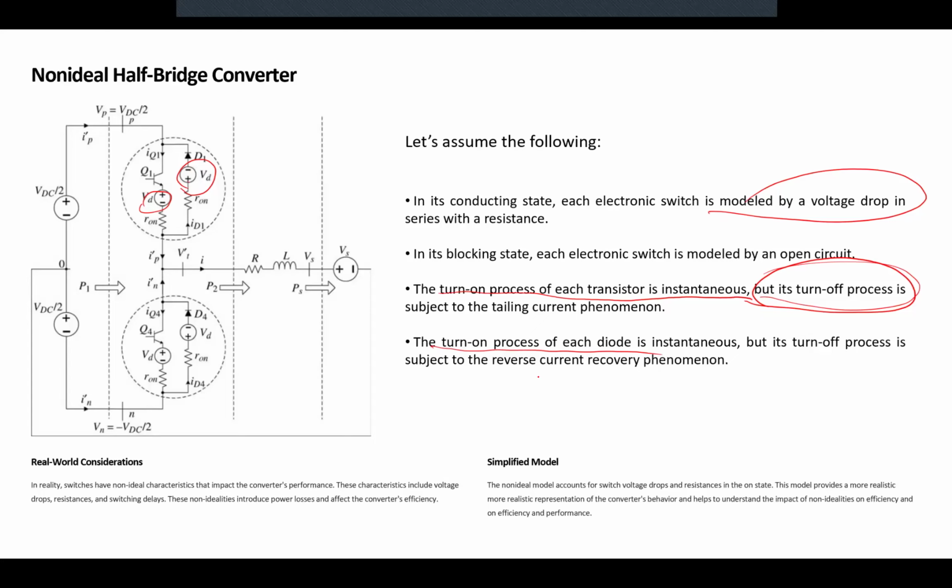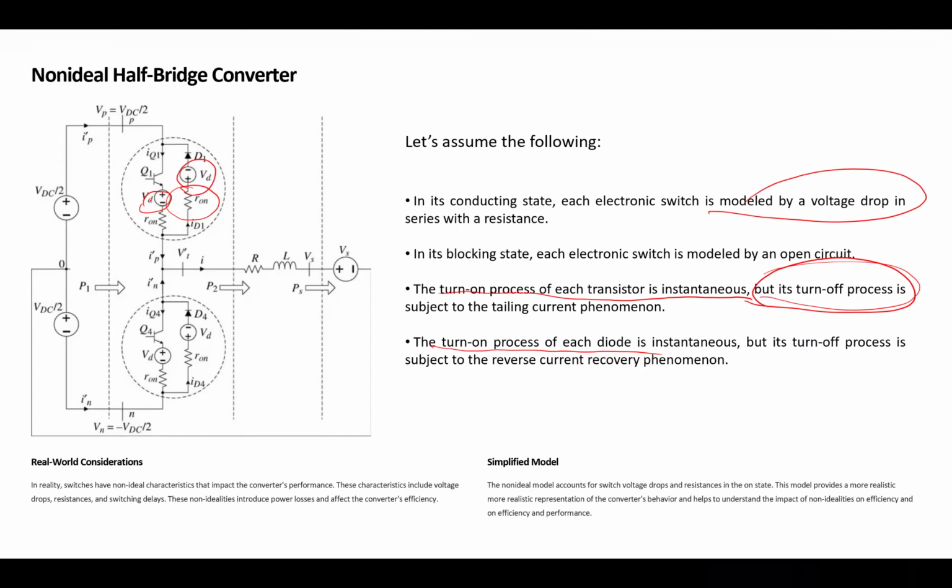And the third one is that even when they are turned on, they are not a short circuit. They have a resistance that we can model. So they have an impedance or resistance when they are on. So basically, they have loss.